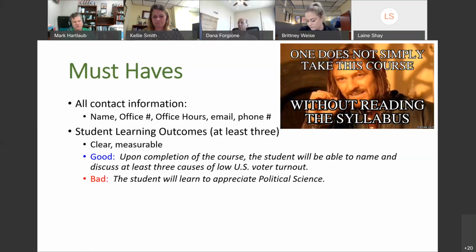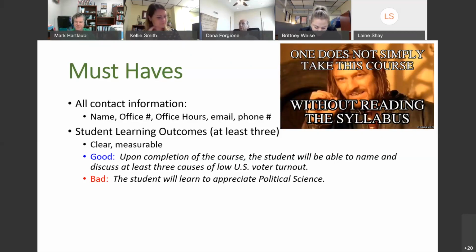Here's a bad one. The student will learn to appreciate political science. If I'm teaching political science, I say, well, they're going to learn to appreciate political science. That's much more difficult to measure. However, upon completion of the course, you'll be able to name and discuss 3 causes. Okay, that's measurable. That's the kind of thing we're talking about. So student learning outcomes, it has to be something that's measurable.